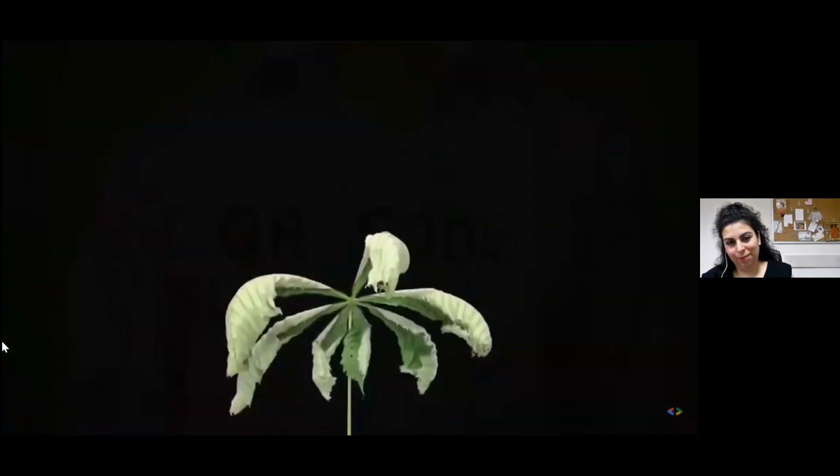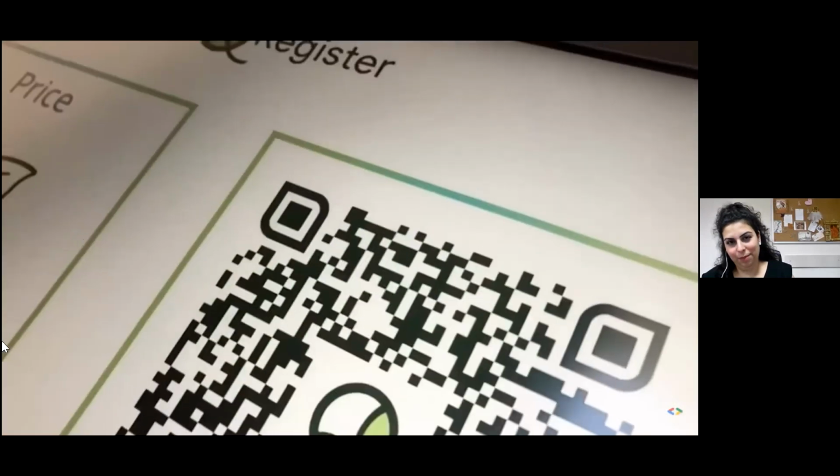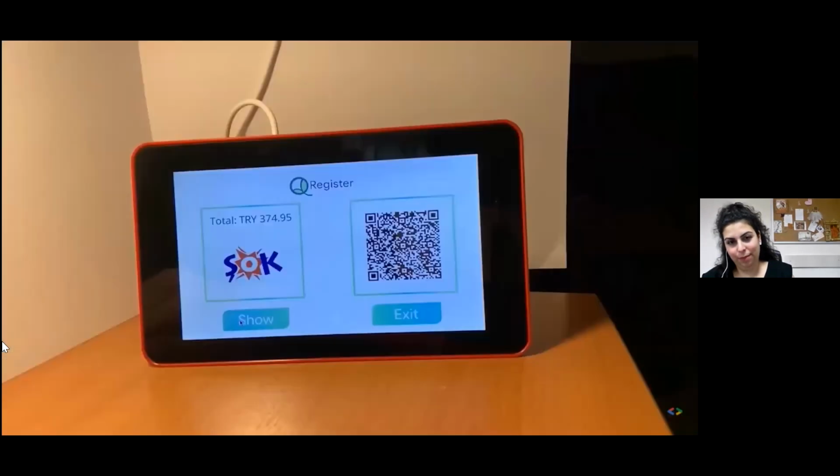What if there is a simple solution by using only QR codes? To save our trees, our planet, our home. Introducing QRegister. Our screen is based on Raspberry Pi. It generates QR codes for the purchase according to the inventory files.